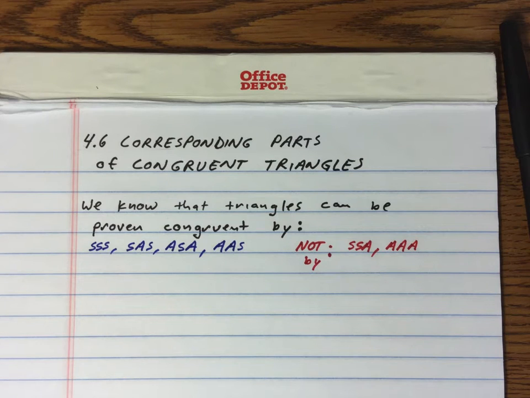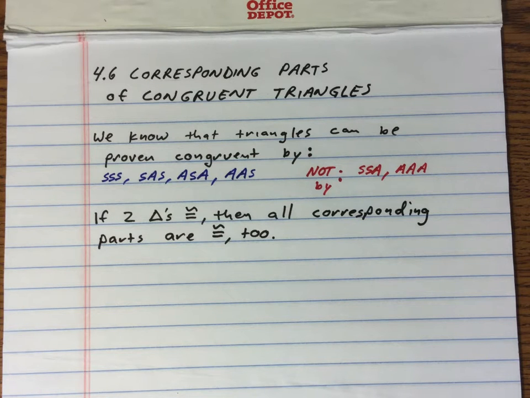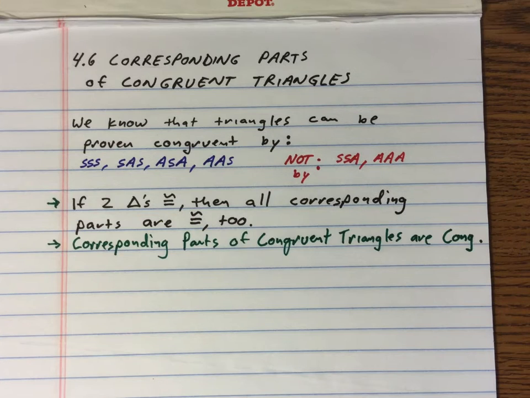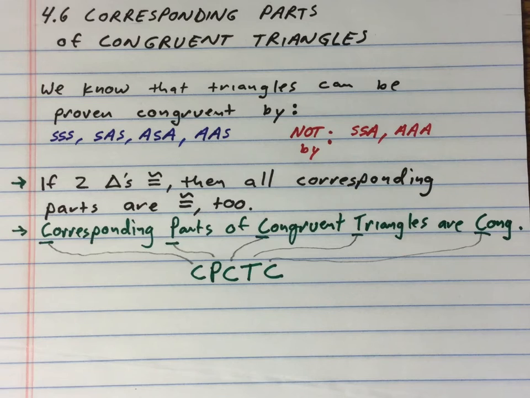In sections 4.4 and 4.5, we established that triangles can be proven congruent by our four congruence shortcuts: side-side-side, side-angle-side, angle-side-angle, and angle-angle-side. And we cannot use side-side-angle and angle-angle-angle. So if two triangles are congruent, so too are all of the corresponding parts congruent. We can abbreviate that as corresponding parts of congruent triangles are congruent, or with the acronym CPCTC.